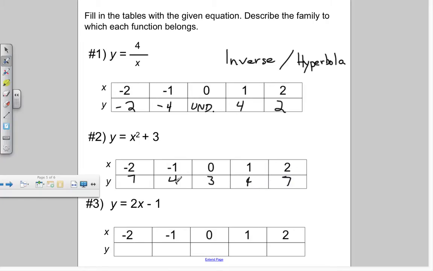Notice the symmetry in my data values. Notice the squared. That's got to be parabola. Parabolic or quadratic. Either word, you don't need both, one of them is fine.